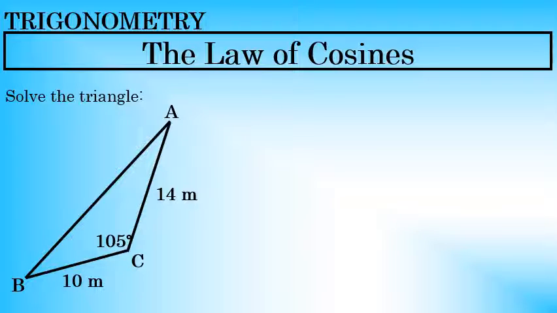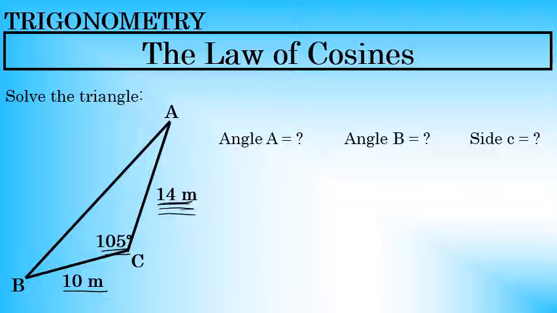Here, we are being asked to solve a non-right triangle. The given information is a side, then an angle, and then another side. Two sides and their included angle. To solve a triangle, you must find all missing sides. In this triangle, we are missing angle A, angle B, and side C.